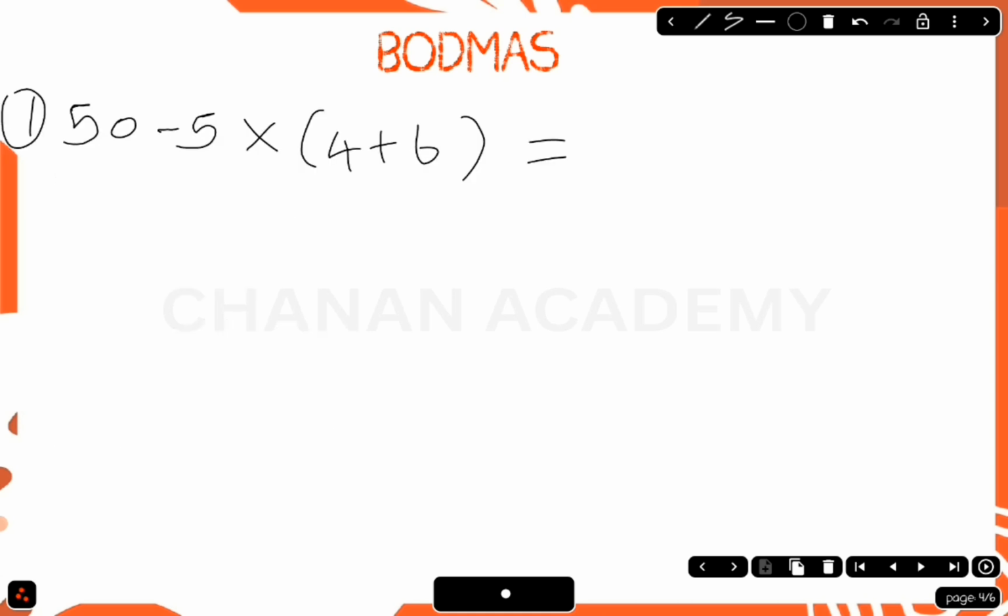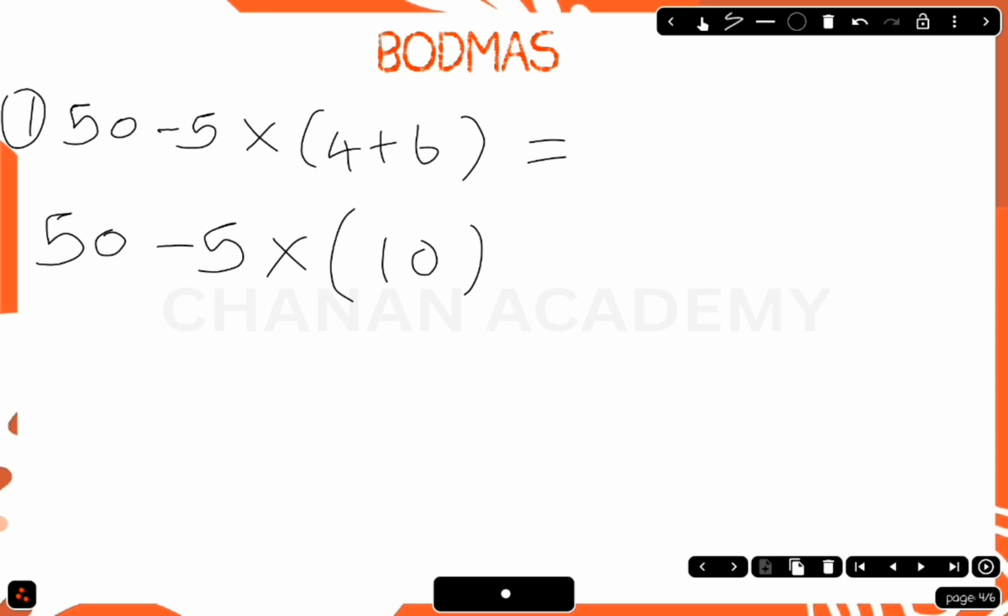Let's see this first example: 50 minus 5 multiply, open bracket, 4 plus 6, close bracket. So let's start. BODMAS says we start from the bracket. So we have 50 minus 5 multiply, open bracket, 4 plus 6 is 10.